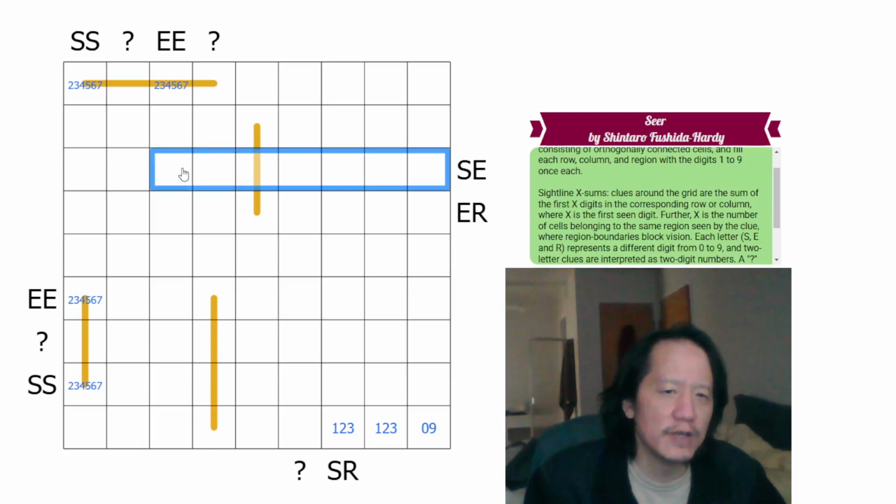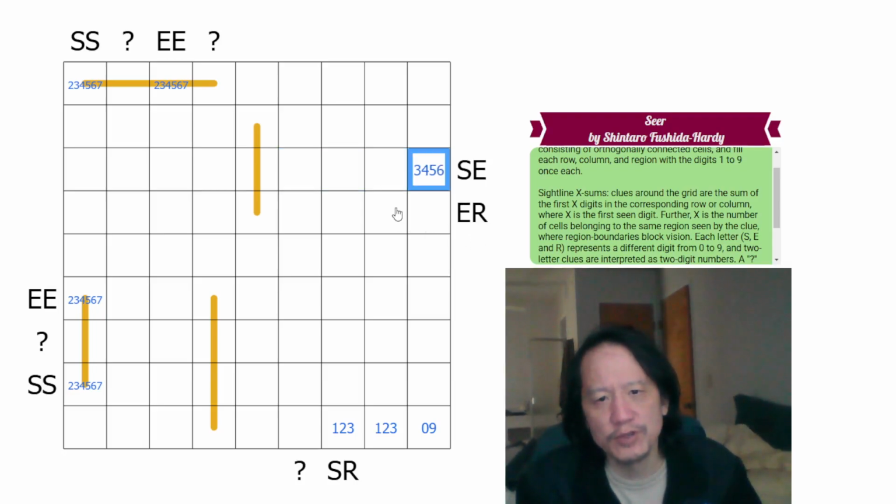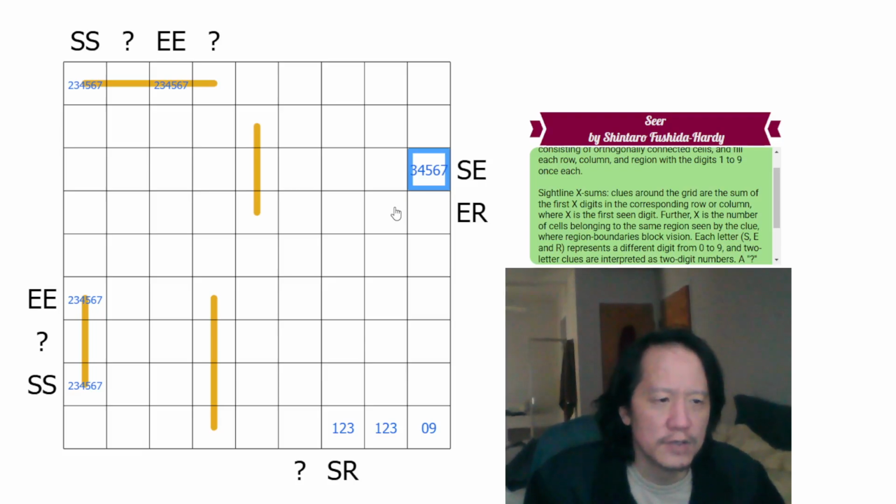This would have to be at least 12. So this could not be 2. So this would be 3 through 7. It cannot be anything more than 32, though. So it could still be 7, but we don't know. And the question marks could be anything.